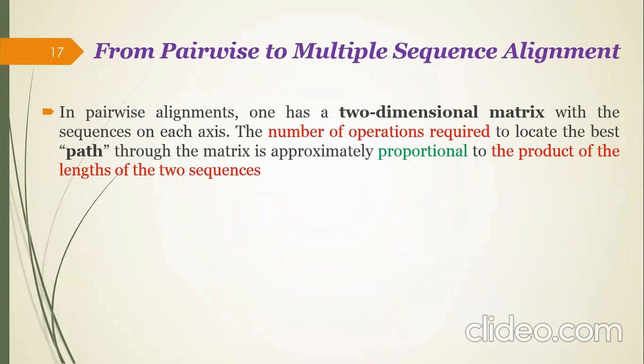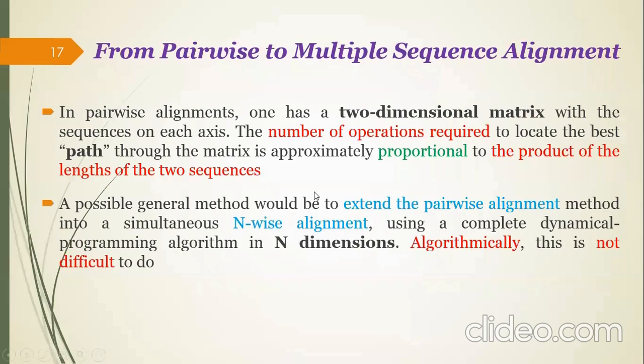Okay, so for multiple sequence alignment, this was for two sequence alignment, and that will be two-dimensional. So this two-dimensional is important. For multiple sequence alignment, the dimensions will be more. If there are three sequences, that will be three-dimensional. If there are 10 sequences, that will be 10-dimensional.